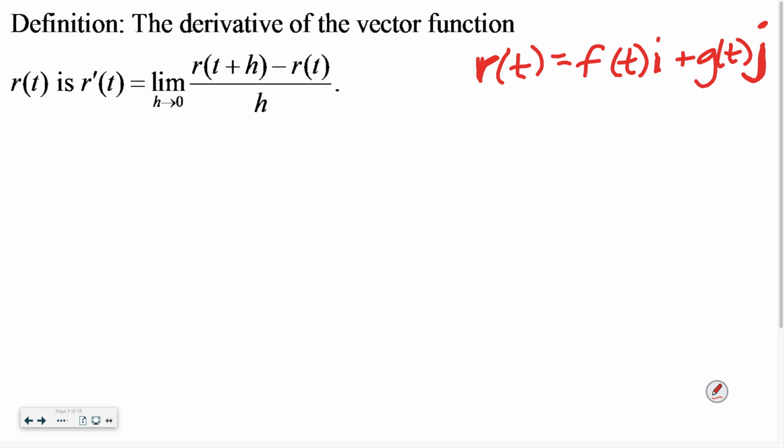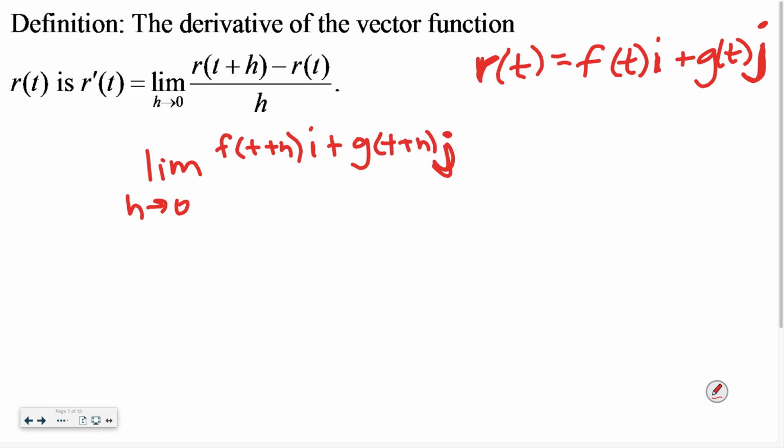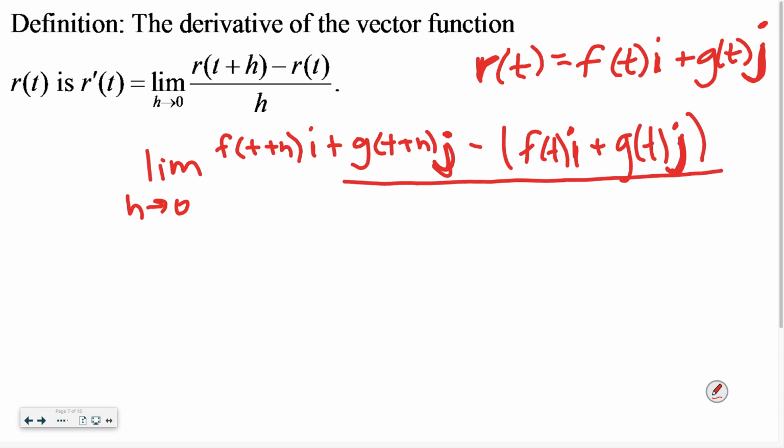let's go ahead and apply that to the limit definition of the derivative. So we have the limit as h approaches 0. r of t plus h would be f of t plus h, i plus g of t plus h, j. Minus r of t would be f of t, i plus g of t, j, all over h.